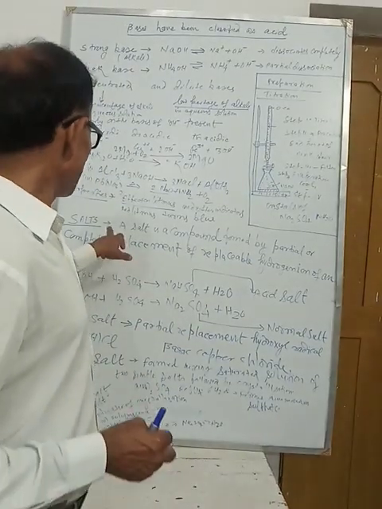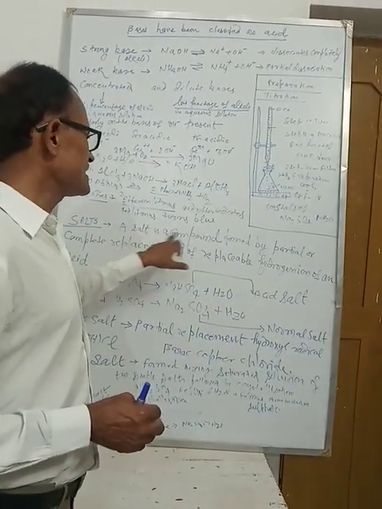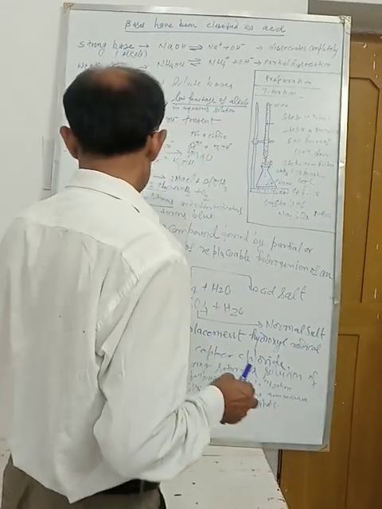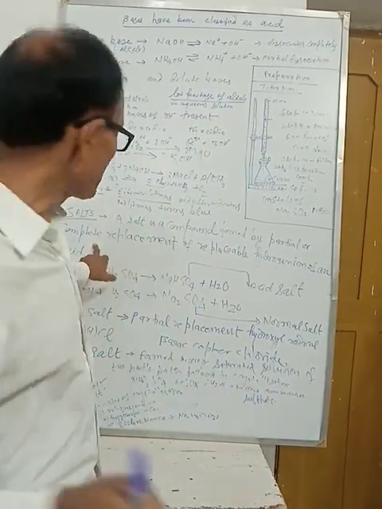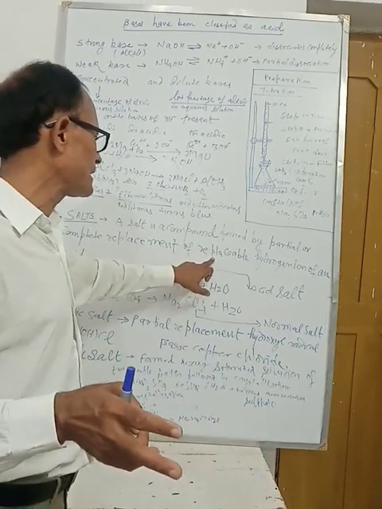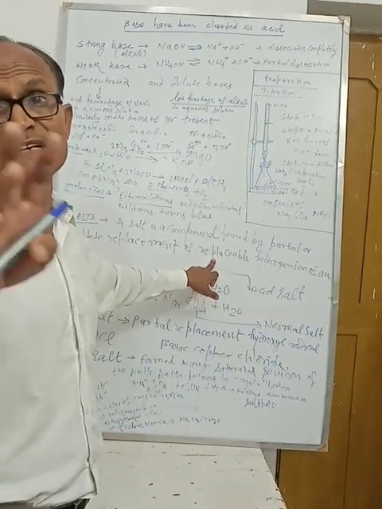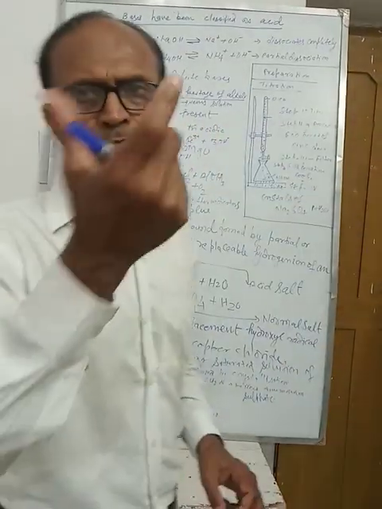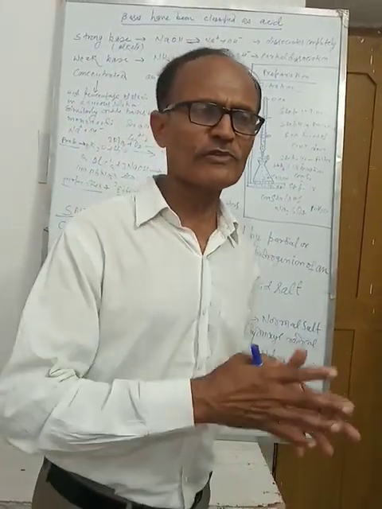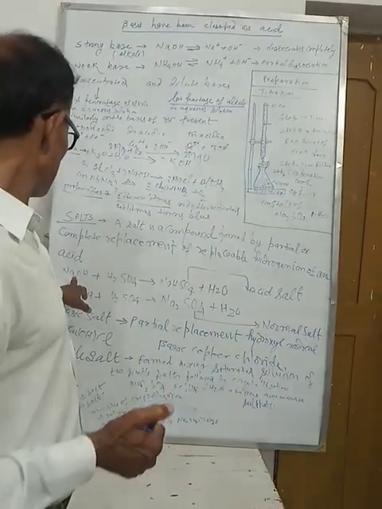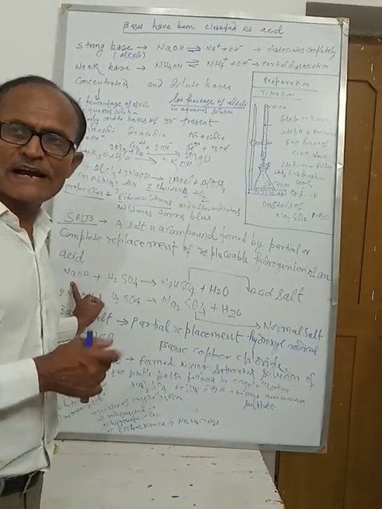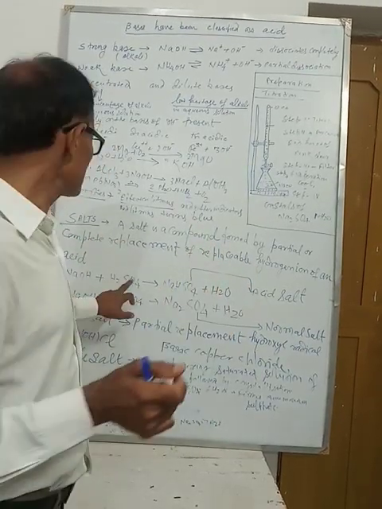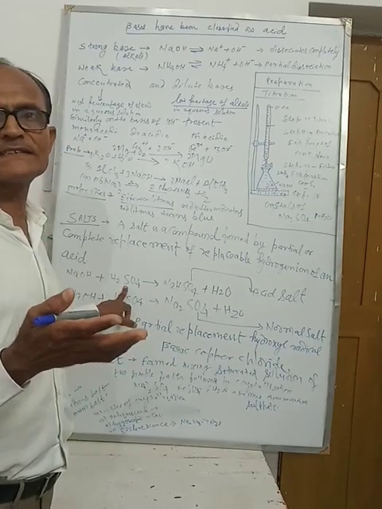Firstly, we define a salt: a salt is a compound formed by partial or complete replacement of the replaceable hydrogen ion present in an acid. Let us take one example that will show how this is done. We have sodium hydroxide, which is a strong base. H2SO4 is also a strong acid.